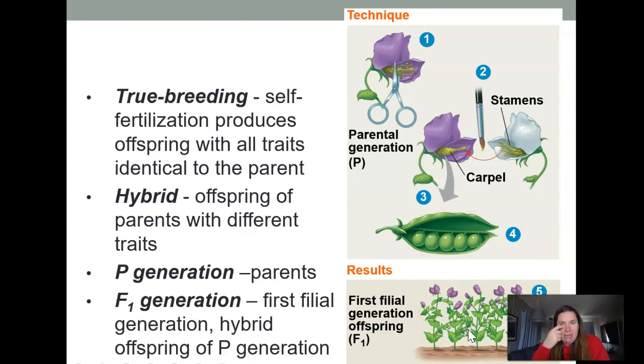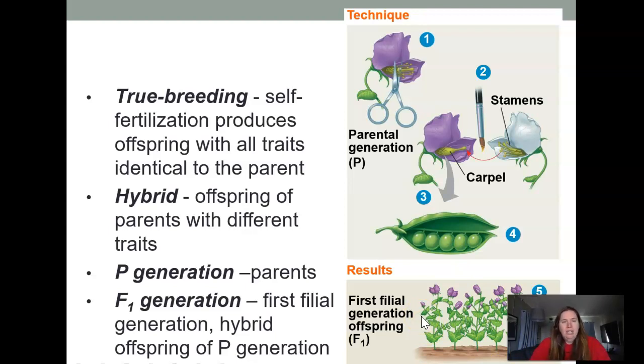So let's talk about some vocabulary here alongside of the technique. True breeding, I mentioned this term already. True breeding means that these plants have been self-fertilized and that the offspring will always look like the parent. In other words, if you continue to self-fertilize these plants, you will always get the same plant again and again and again. In other words, they breed true. There will be no variation in those traits. And so that was a very important part of his experiment because he didn't want variation to begin with in that parental generation.